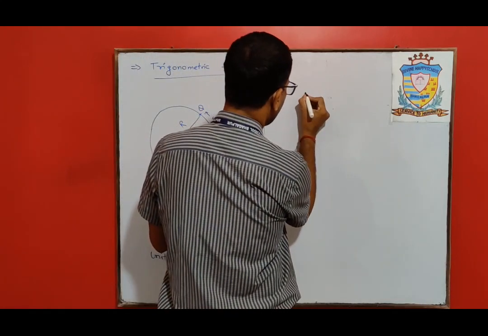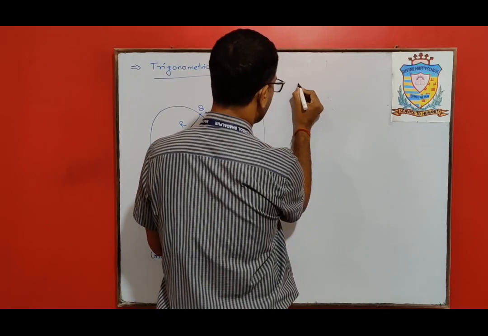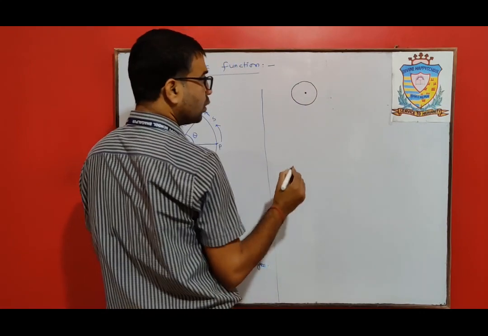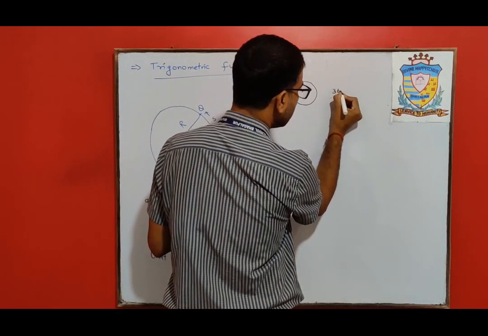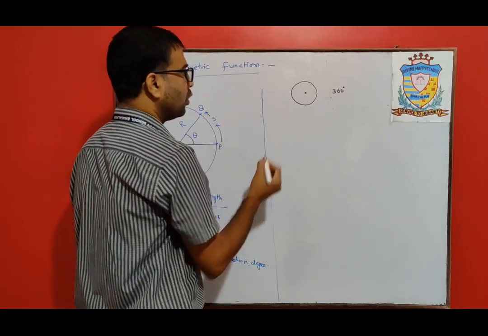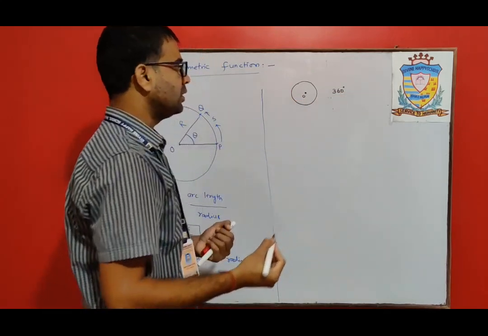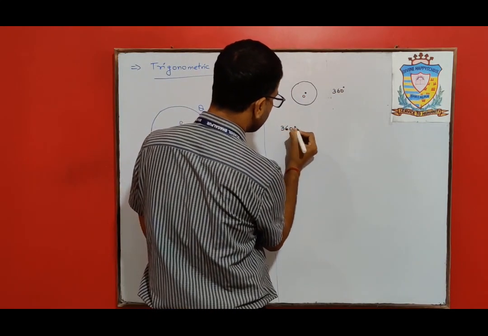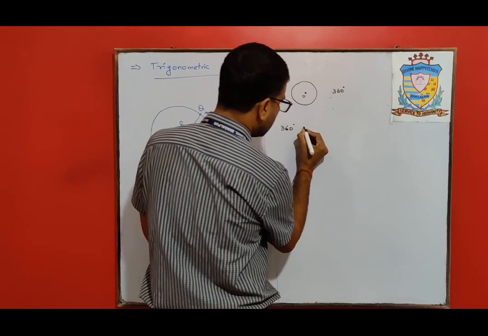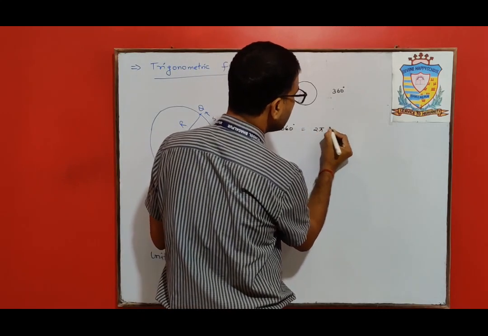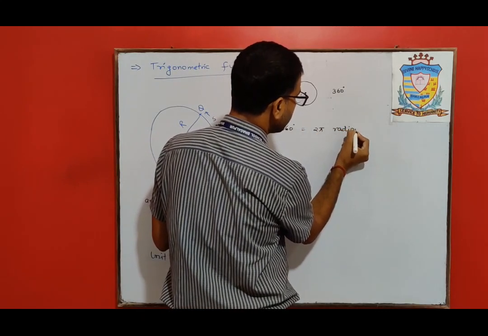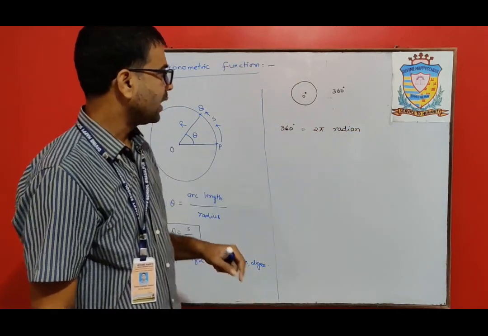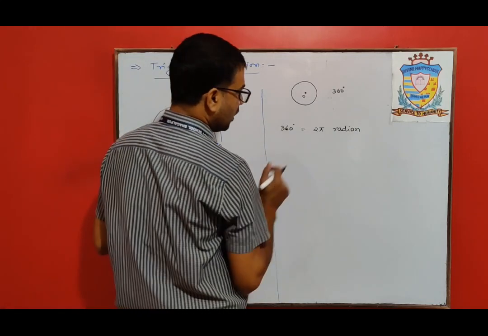Okay. Now how to convert, if any value is given in degree, how to convert it into radian? So around the point O, the total angle is 360 degree. So here 360 degree is equal to 2 pi radian. Here is the relation between these two. 360 degree equals 2 pi radian. Clear?